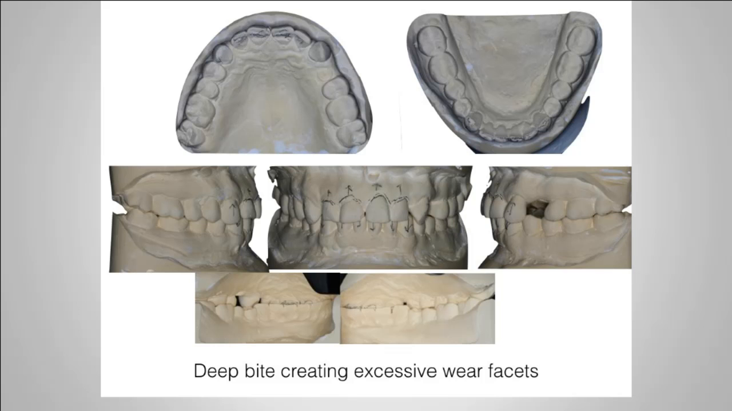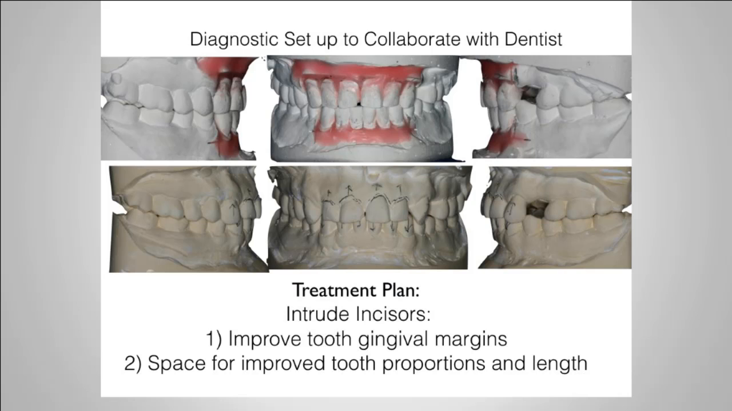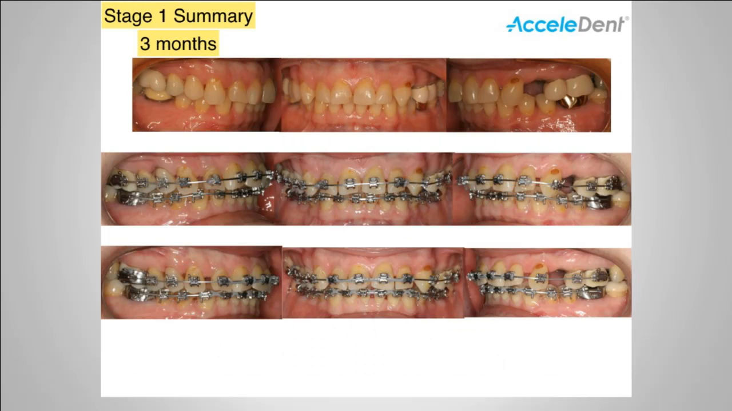We do our thorough diagnosis with diagnostic casts showing the dentist and the patient what we want to accomplish with tooth movements. We show in pencil the amount of wearing down of the teeth and show them what we want to accomplish. We do a diagnostic setup and collaborate with the dentist so that there's a team effort that's working. We want to intrude the incisors, improve the tooth gingival margins as we talked about in smile aesthetics, and we want to make space to improve proportions and length.